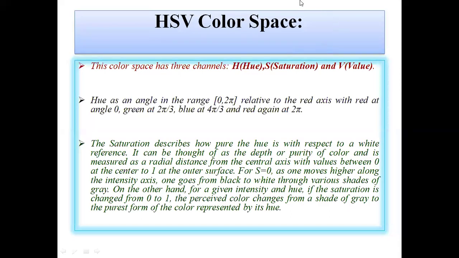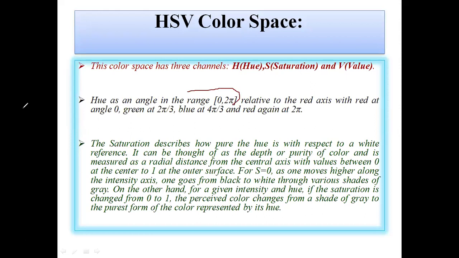Everyone, in this session we are going to discuss the HSV color space. From the name itself, you can tell there are three channels: H, that is hue, S, that is saturation, and V, that is value. Here, hue is an angle in the range of 0 to 2 pi.